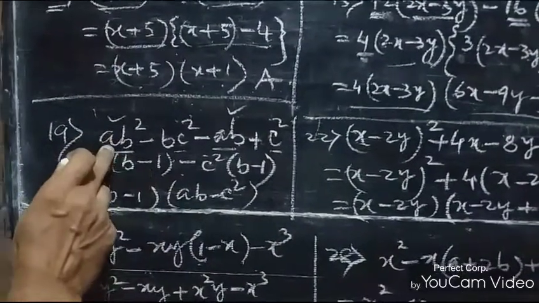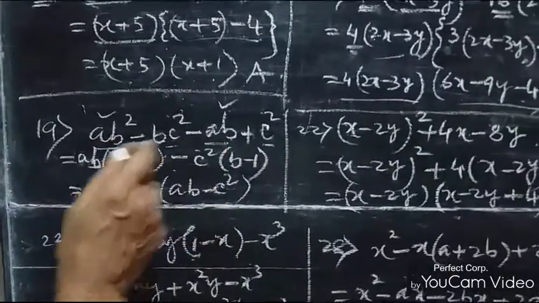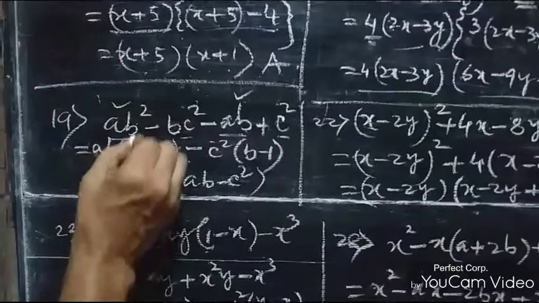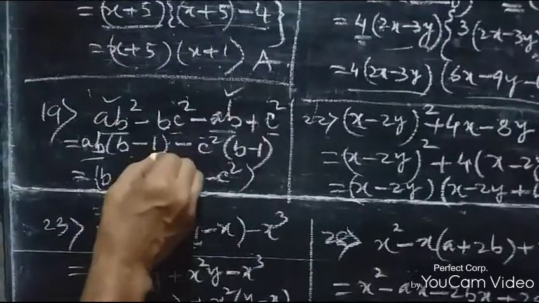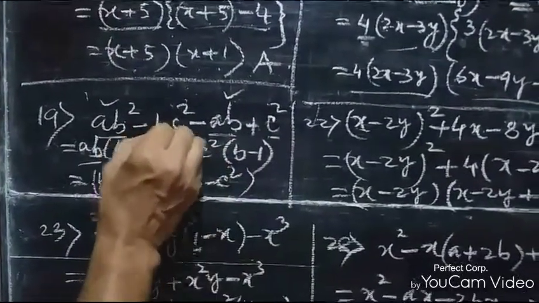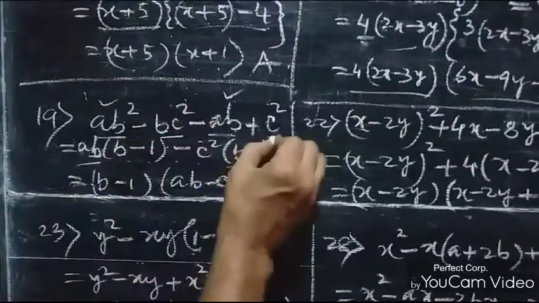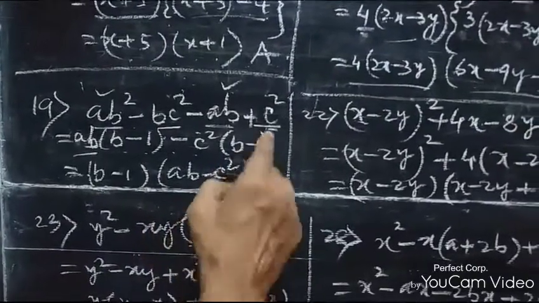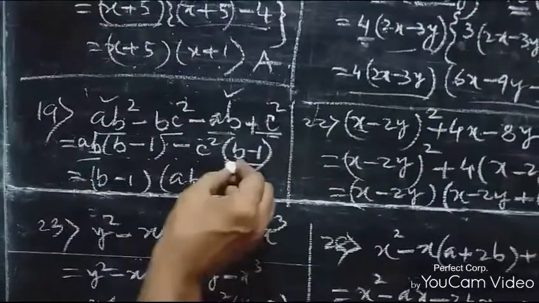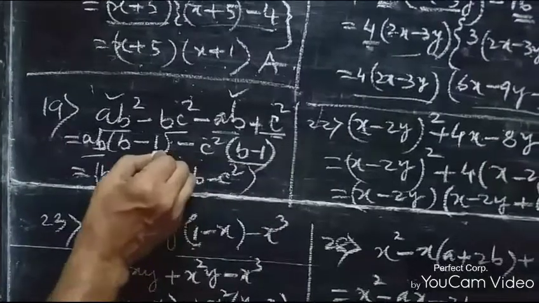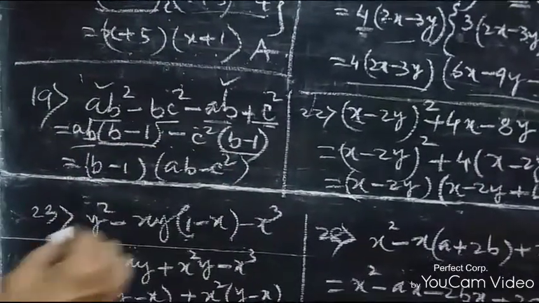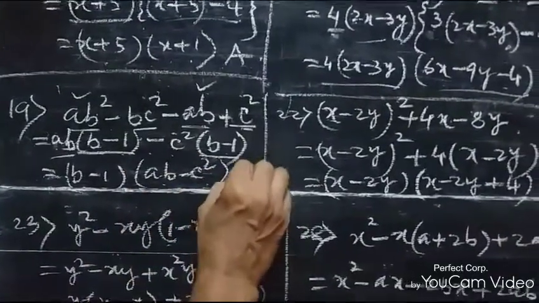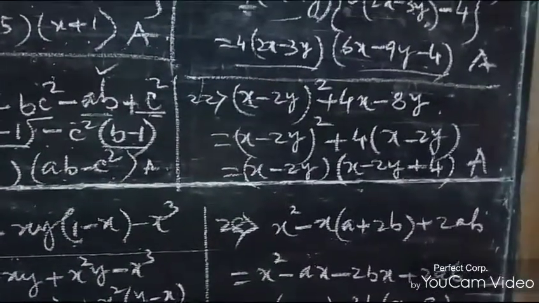Suppose I am taking this one and this one, from these two terms I am taking AB as common, then it is coming, this is B minus 1. And if I am taking minus C square from these two, so it is coming B, this is minus 1. See here, actually we are arranging in such a way that this binomial part should be common like this. So take this common part over here, and this is remaining over here, AB minus C square, and this is your answer. Next one, now 22.